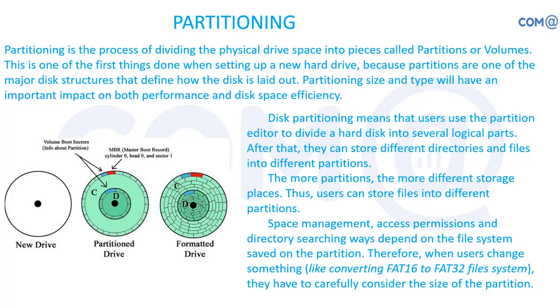Cylinder 0, sector 1 will have the MBR, master boot record. There we store the booting information, not the bootable files, but the booting information: where the partitions are available and where the booting files are available. That will be available in the MBR. We'll discuss more about partitioning.